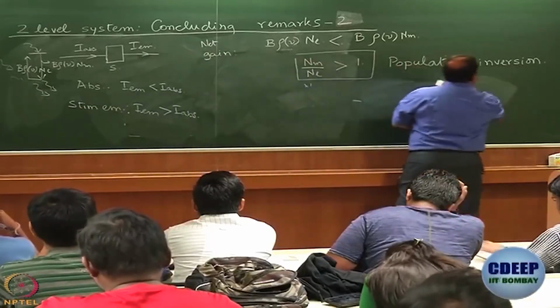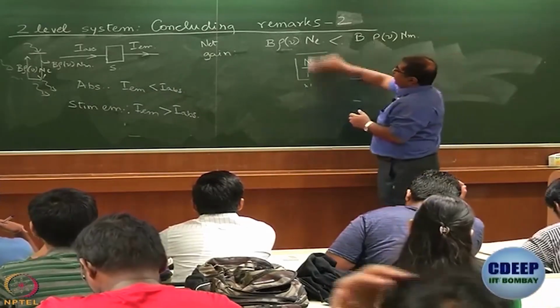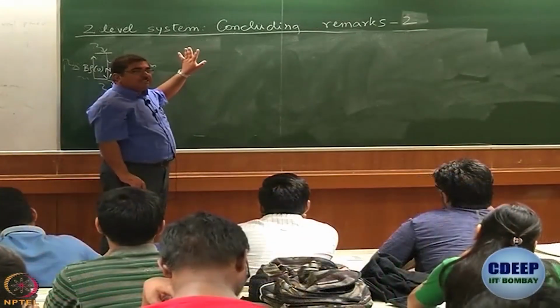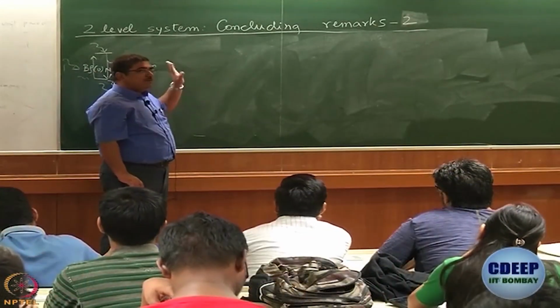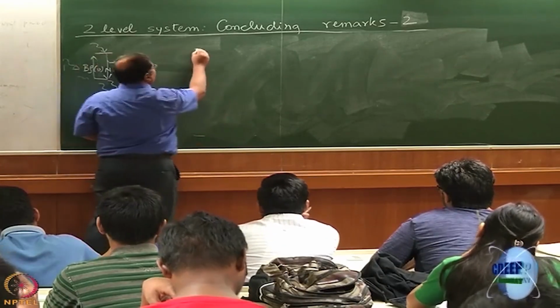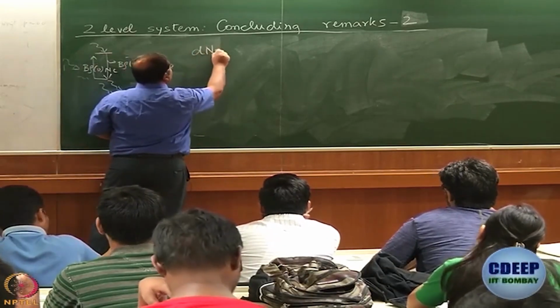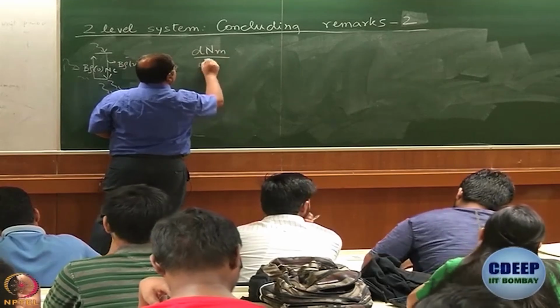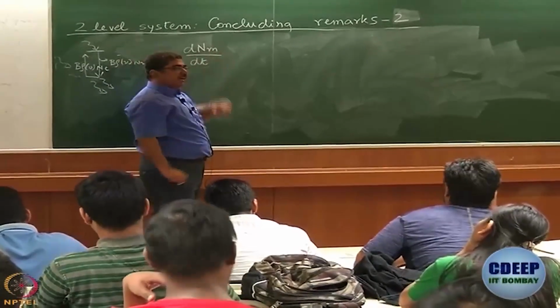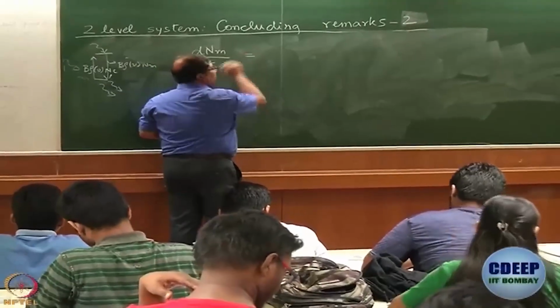Do I have population inversion in a two-level system? That's what we want to know. In order to answer the question, what we do is we write once again a rate law kind of expression. Okay? Let us write the expression for dNm/dt. What is Nm? Population of the higher level.